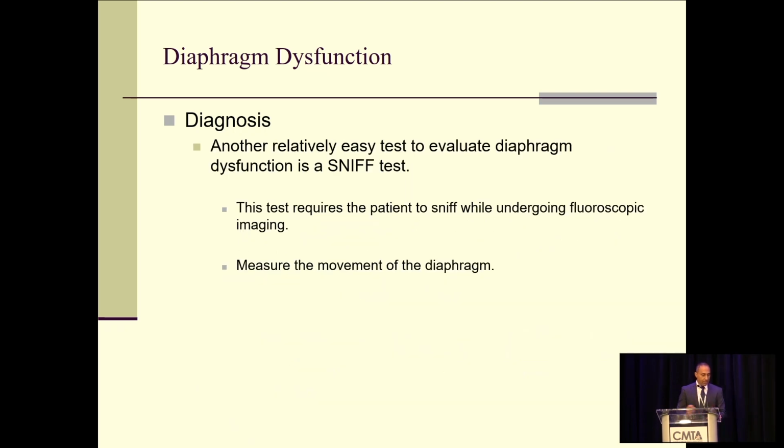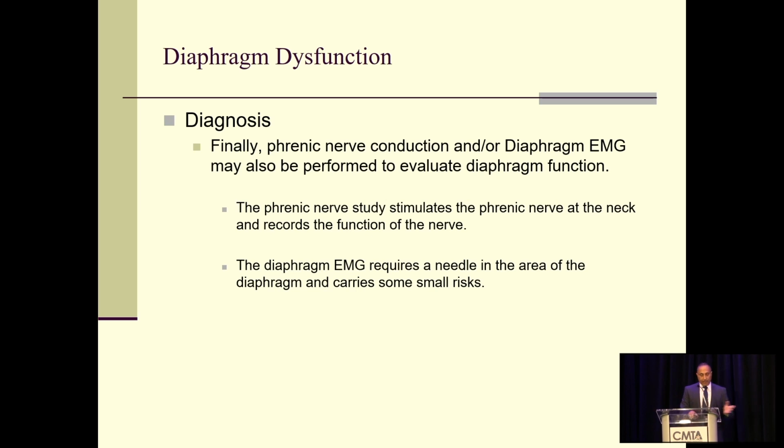The other thing that we can look for in diaphragm dysfunction is what's called the sniff test. You stand in front of an x-ray and you sniff, and we watch your diaphragms move up and down. You can either have bilateral weakness, complete paralysis where it's not moving at all, or unilateral, one-sided weakness or paralysis. Finally, phrenic nerve EMG, which is, from what I understand, quite painful, and most people don't like it, but that is another way of testing to see if your diaphragms move and if your phrenic nerve is working well.